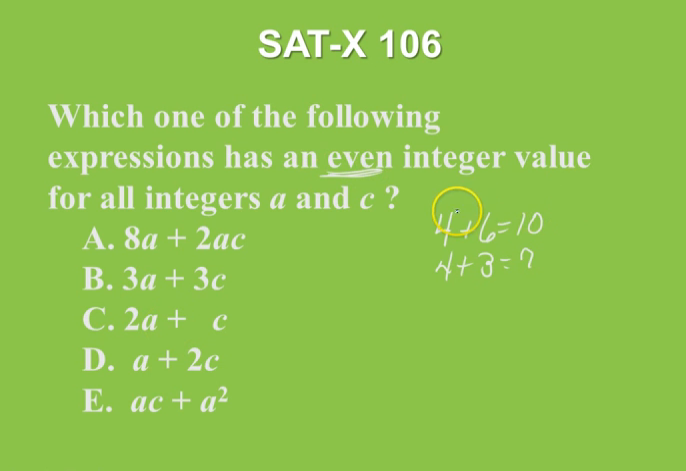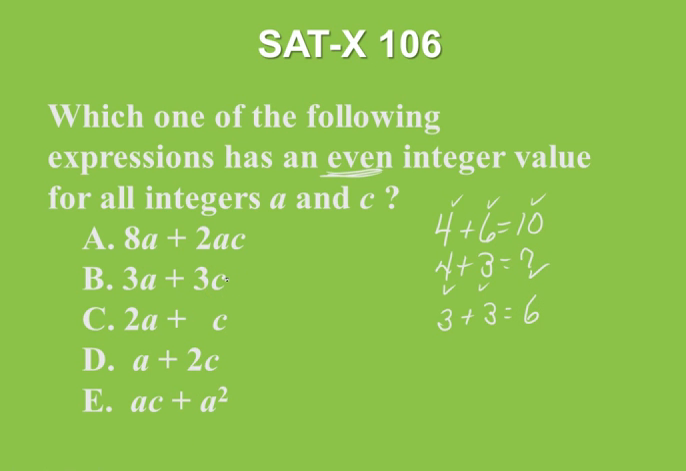Well, you have to realize that if you add an even and an even, you're always going to get an even. If you add an even and an odd, you will get an odd. Or if you add two odds, you're going to get an even. So which of these scenarios will give you an even answer?